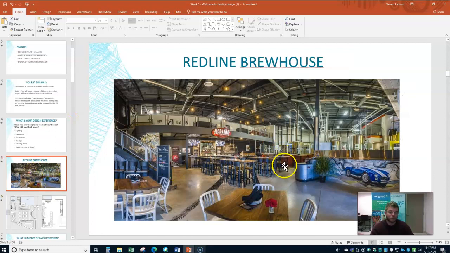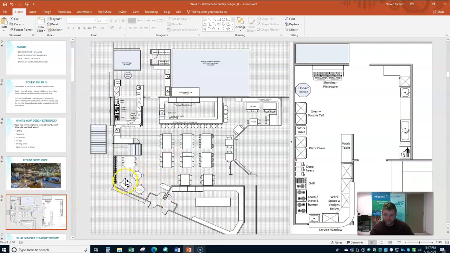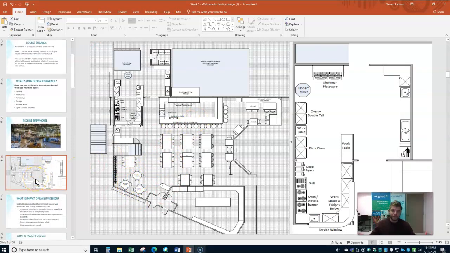So this is the actual Redline Brew House. As you can see, this is the bar. The kitchen will be back over here. This is the stairwell to the mezzanine that we went up, and the brewery in the background. Looking at this, you can really see you're standing in this area, looking across that area. So it's really neat, the program.